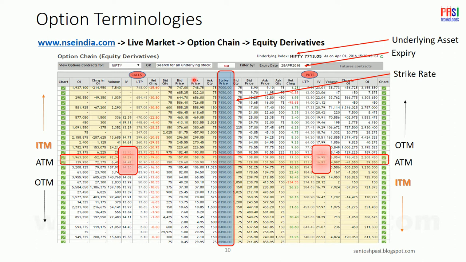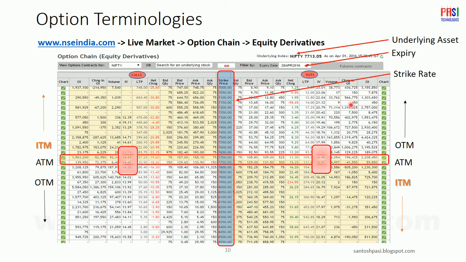So in case of call options, if my strike prices are lower than the last traded price or the spot price of the underlying asset, then those are known as in the money. And the strike prices which are higher than my underlying asset value or the spot price, those are known as out of the money. And technically if my strike price is equivalent to my spot price, then those are known as at the money.